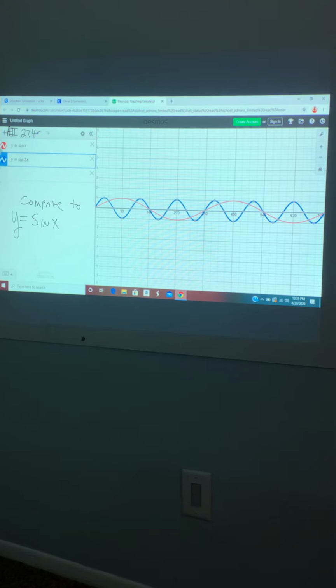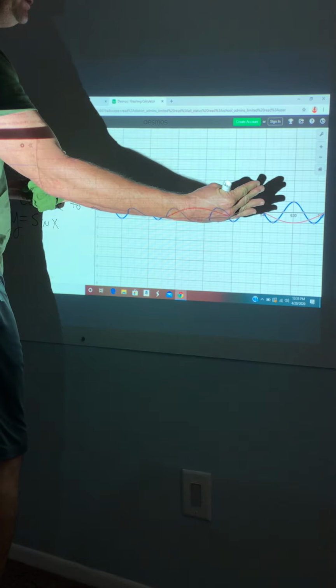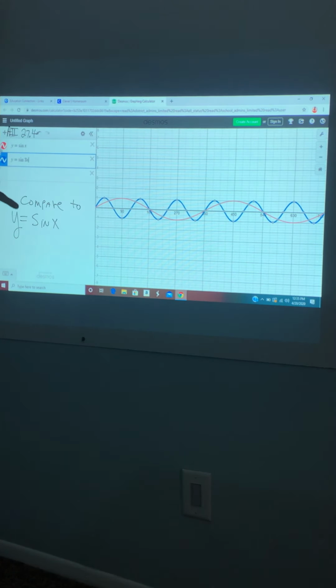Oh, wow. So you had this red spring, and you squished it together, so it changed the period. I'm trying to remember the period. Oh, yeah. To find the period, take 360 degrees and divide by the coefficient of x. When you divide, you get 120 degrees, so it should be repeating every 120 degrees.